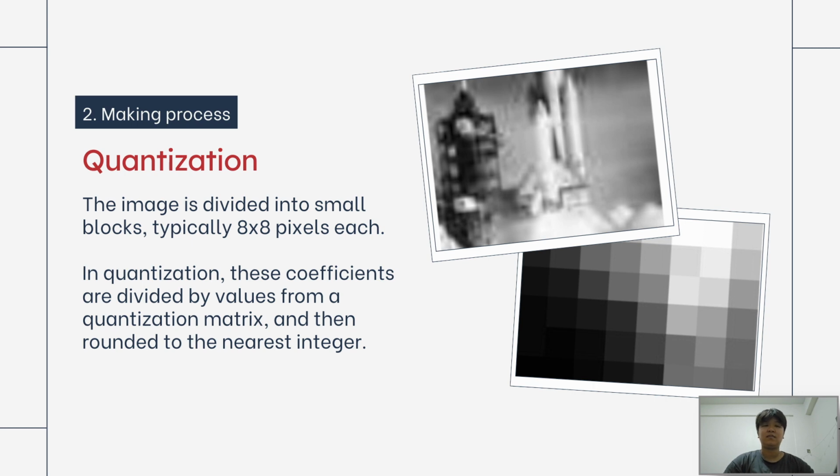Quantization is a key step in reducing the size of the image data while maintaining an acceptable level of visual quality. The image is divided into small blocks, typically 8 by 8 pixels each. In quantization, these coefficients are divided by values from a quantization matrix and then rounded to the nearest integer.